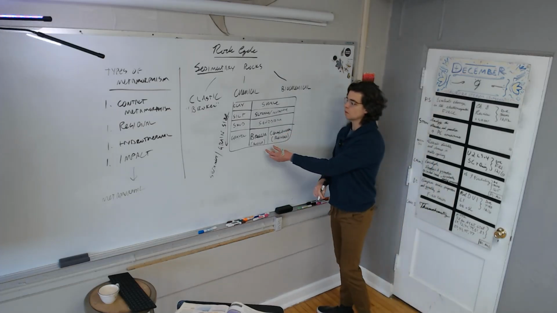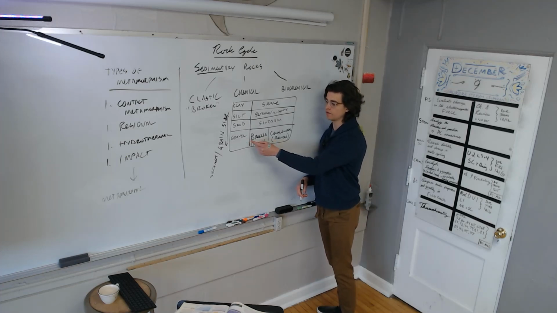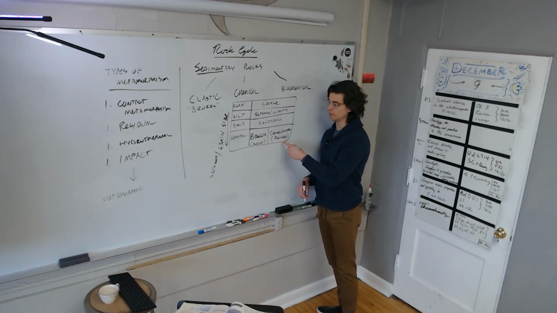So these ones, depending on if it's angular or rounded, will be called a different thing. If it's angular chunks that are gravel or pebble-sized, it's breccia, or breccia, depending on how Italian you are. If they're rounded, they'll be called conglomerate.